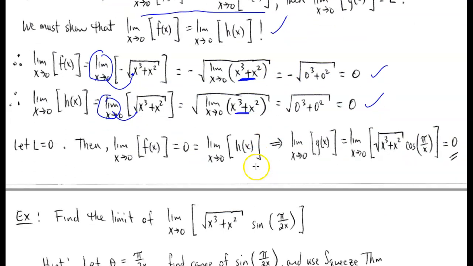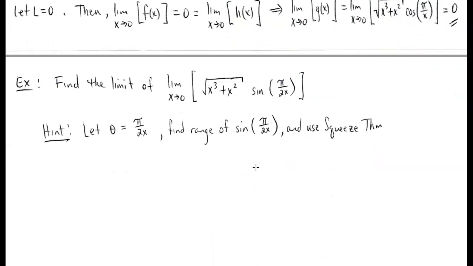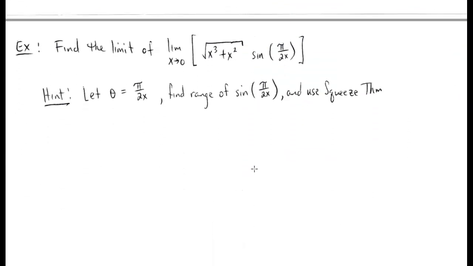Now, to get some more practice with this, let's do this example. I'm not going to write it out as elaborately as I did before, but it's the same kind of thing. We know that sine of this is going to bounce in between -1 and 1. Because of that, if I were to multiply by the square root of x cubed plus x squared, we would have this situation here.